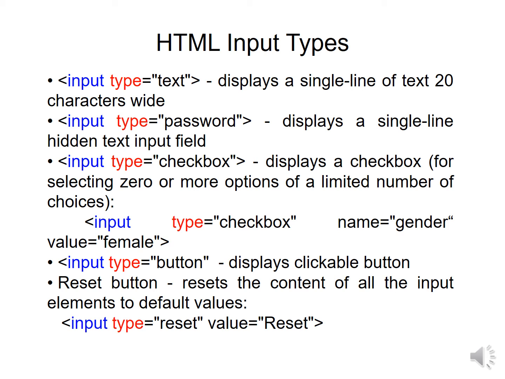HTML input types. Here we can see some of the different input types you can use in HTML. The default value of the type attribute is text. Text fields are one-line areas that allow the user to input text. Password fields are similar to text fields. Checkboxes allow the user to select one or more options from a predefined set of options.